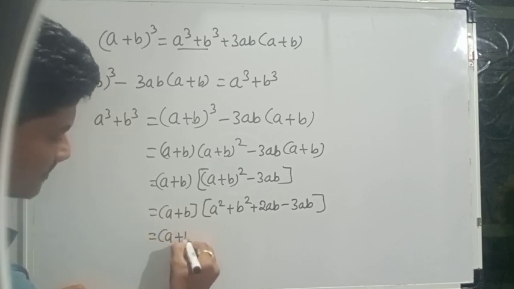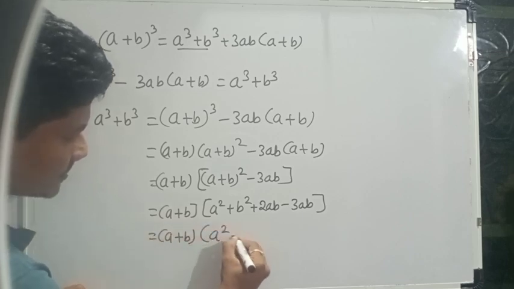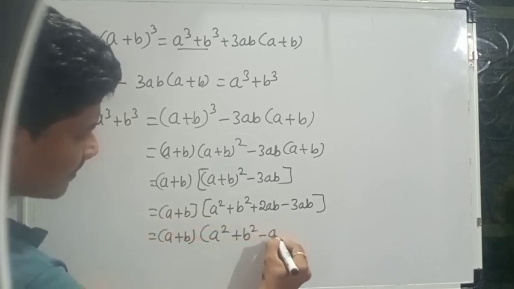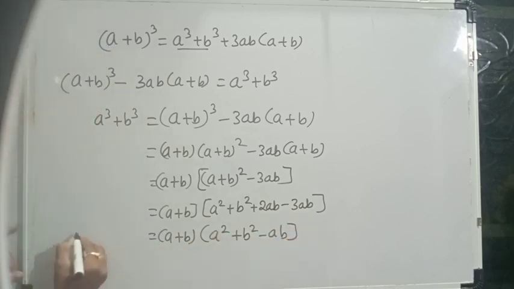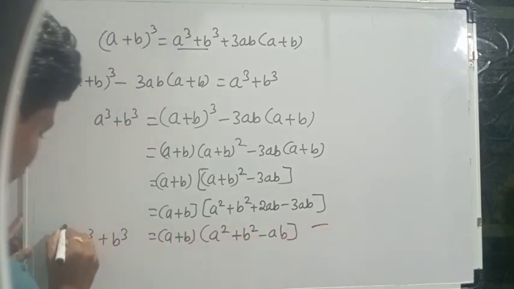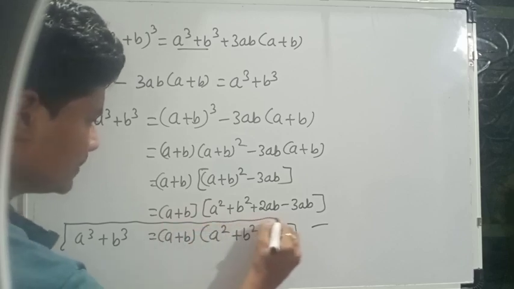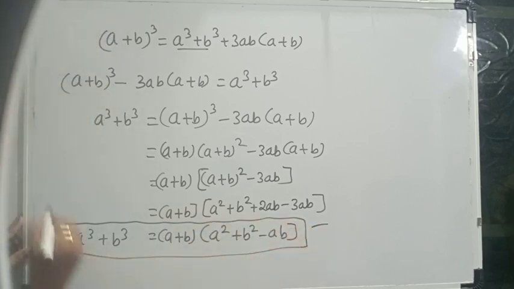a plus b, a square plus b square in the 3ab and 2ab, that is minus ab. Therefore, a cube plus b cube is equal to a plus b into a square plus b square minus ab. This identity we must remember to solve the numericals, which is very important to solve the next numericals.